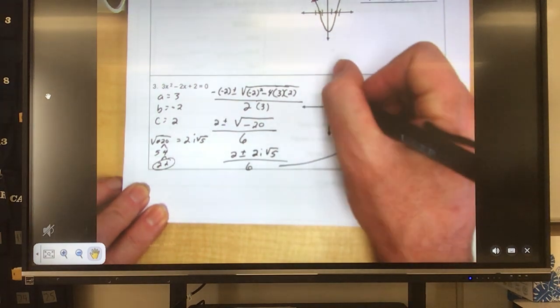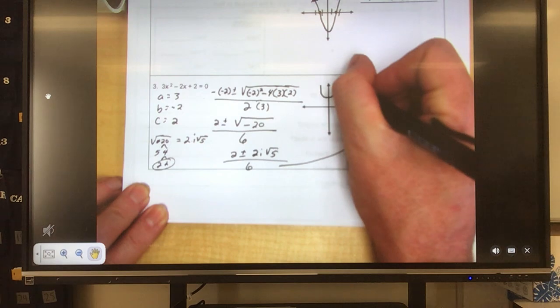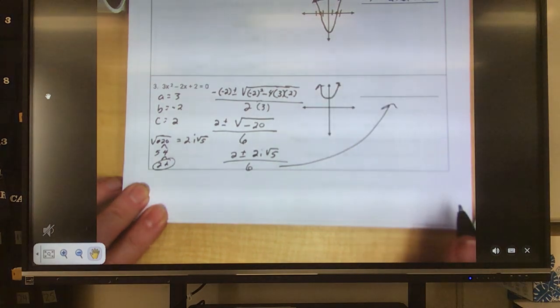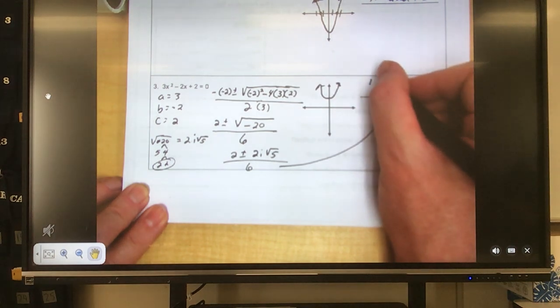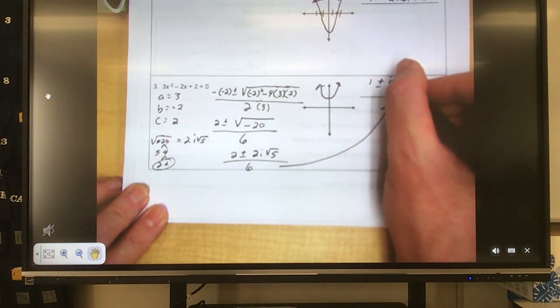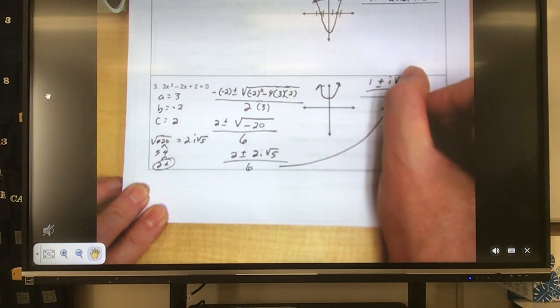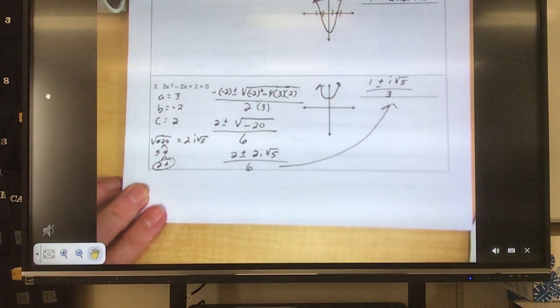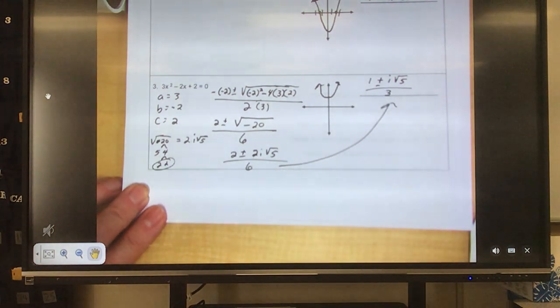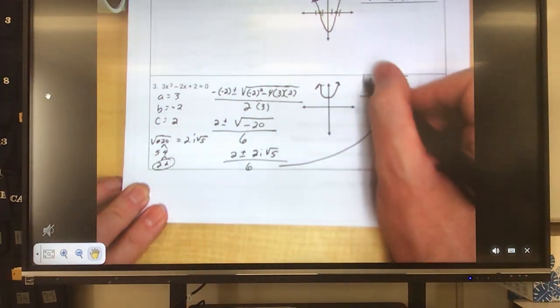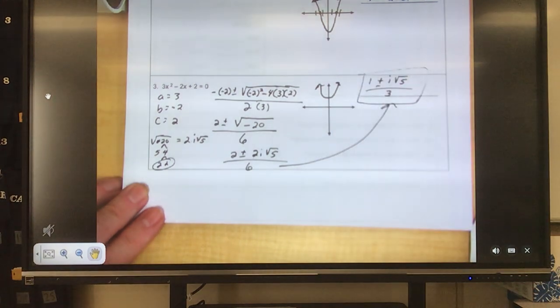Oh, and by the way, my rough sketch was that right there. So I divide 2 into 2. How many times? 1 plus or 1 minus... plus or minus i square root of 5 over 3. We agree? 2 goes in here 1 time, 2 goes in here 1 time, 2 goes in there 3 times. That's my final answer. That's it for that.